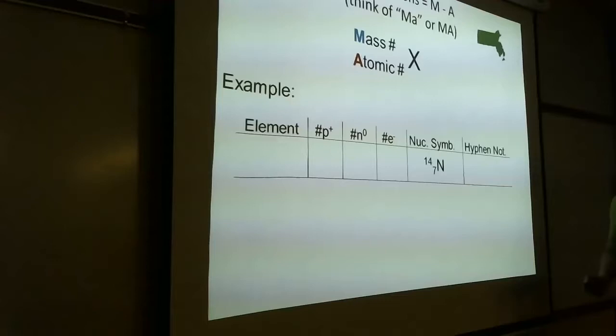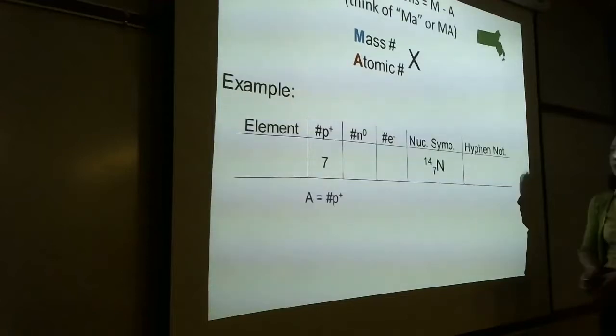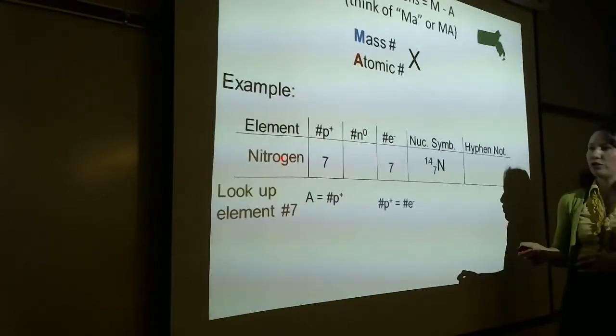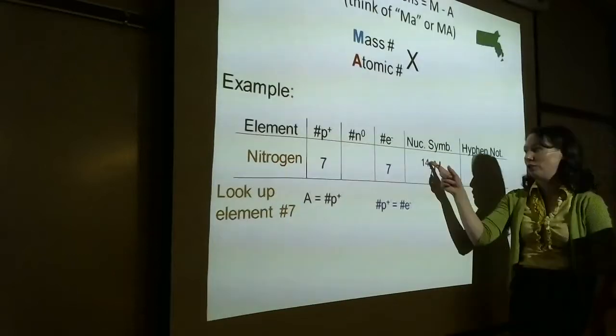So, questions on nuclear symbols, questions on hyphen notation. Maybe you've done this in the past, maybe you haven't. But now it doesn't matter what you did in the past because everybody's the same. Okay, so like I said, mass over atomic number. Let's go through this one together. Let's pretend that I gave you this on an exam and I said, fill in the rest. Could you do it? This should be an easy calculation to do. Let's just go through it together.